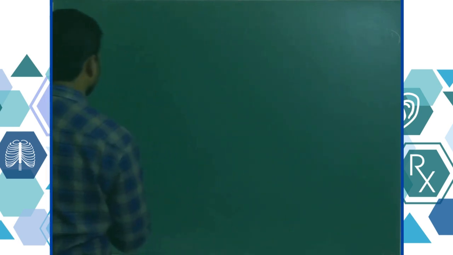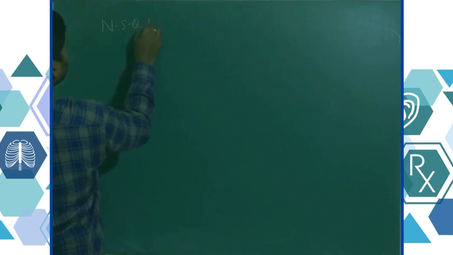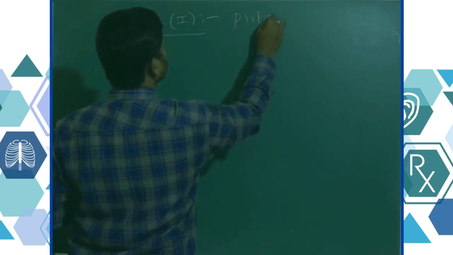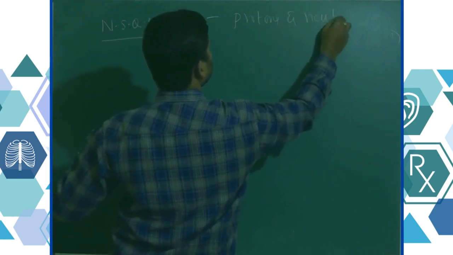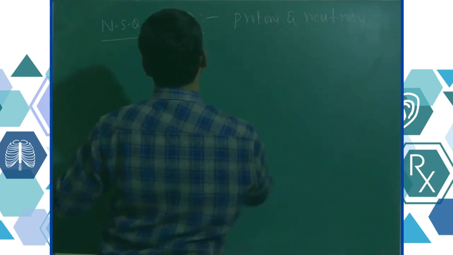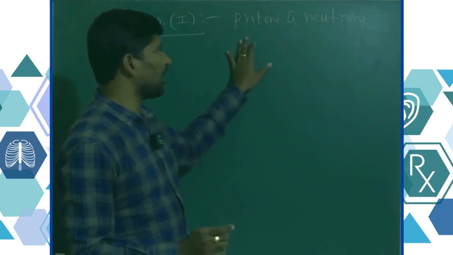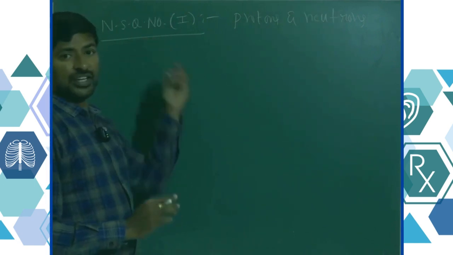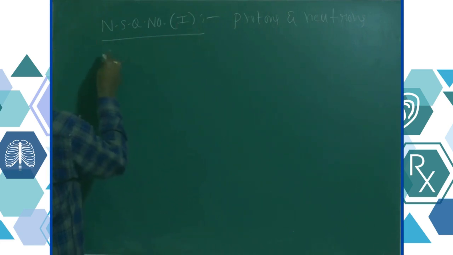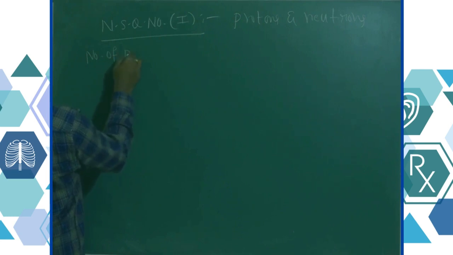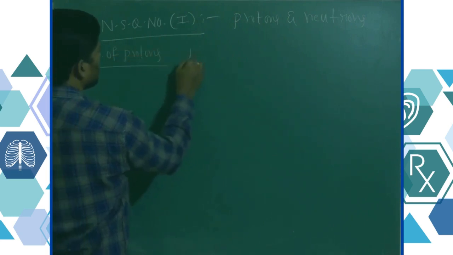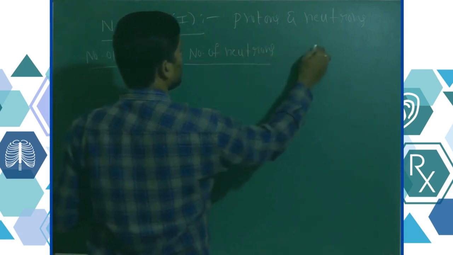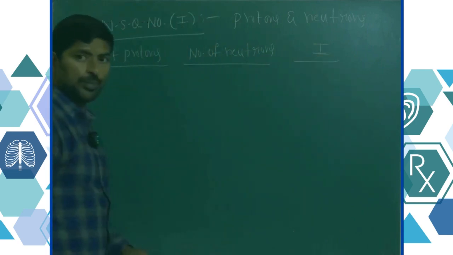Nuclear spin quantum number. How do we get the nuclear spin quantum number I? You know the nucleus possesses protons and neutrons. There are some empirical rules we have, based on which we can give the nuclear spin quantum number from the number of protons and the number of neutrons. So I am taking the number of protons, next the number of neutrons, and the nuclear spin quantum number I.